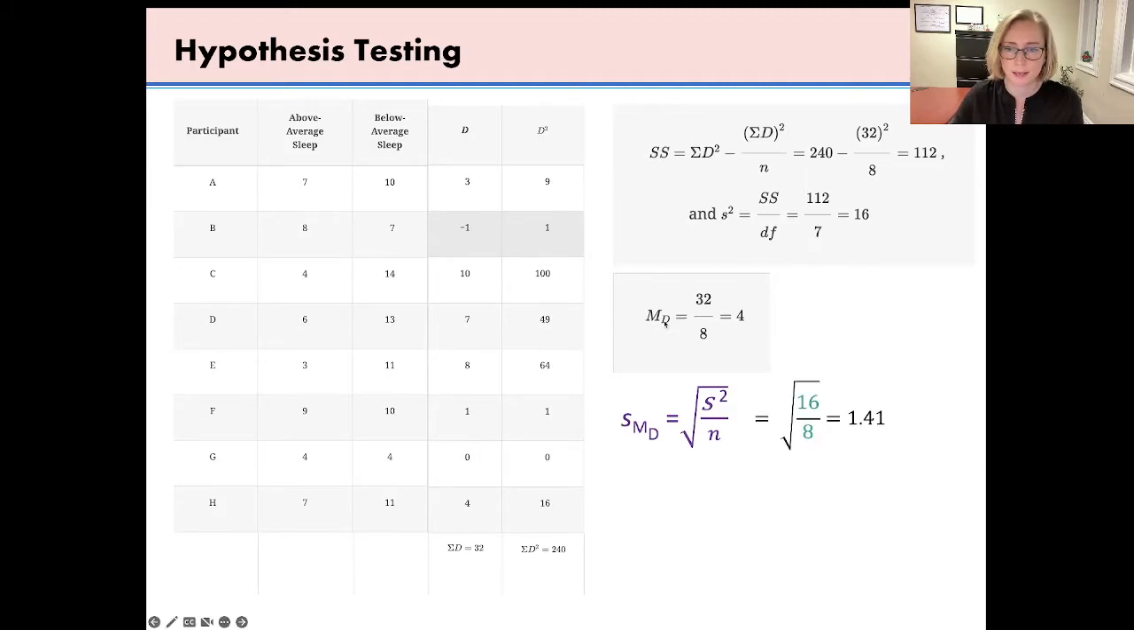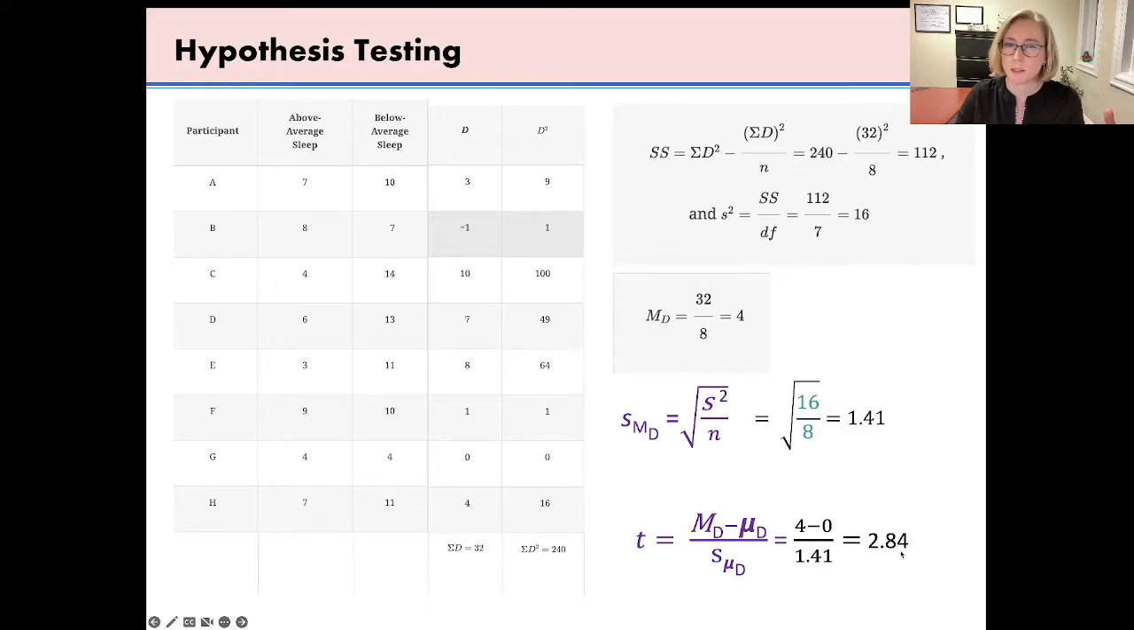Then you can go and calculate the standard error for the sample mean difference, right? You have your variance, from here 16, plug that in, divide by how many people you have, 1.41. Then you plug that into your t statistic. Down here, 1.41. And here we're dealing with a hypothetical, right? We're going to say it's 0. So basically 4 divided by 1.41 gives you 2.84.